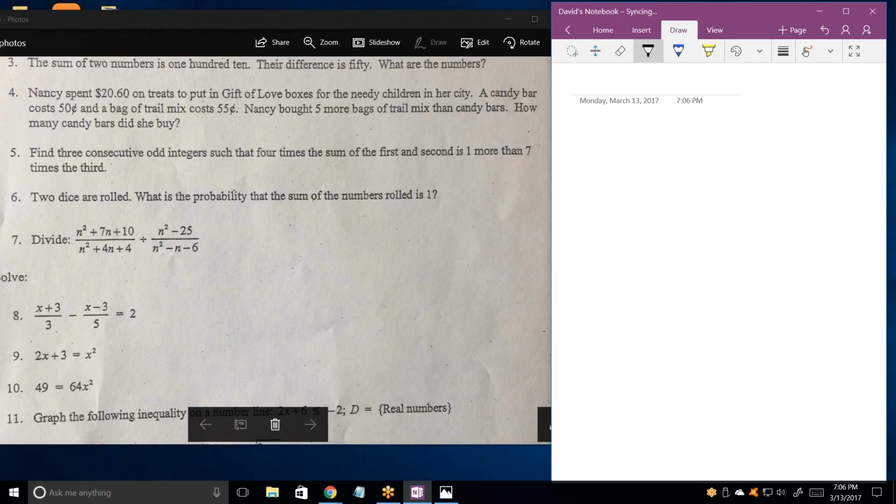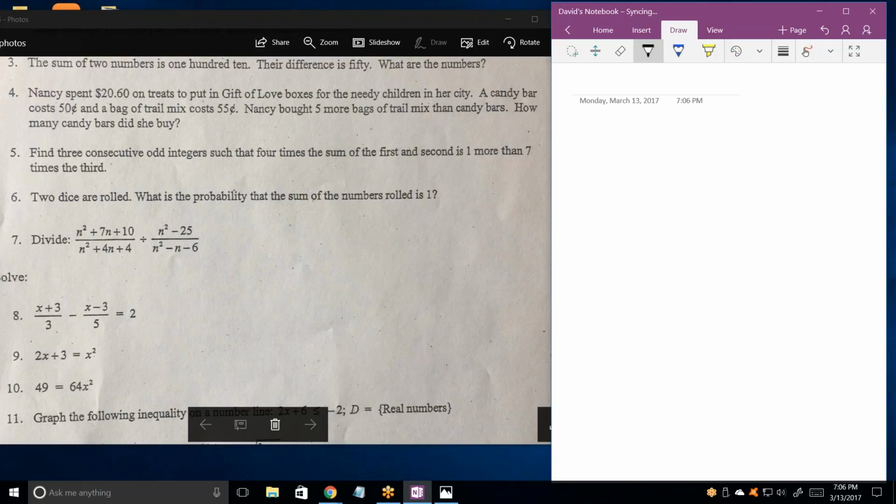So if I throw 2 of them, what's the chance that the sum of the 2 numbers that come up is 1? 0, because there's 2. Exactly. What's the probability that the sum is 2?